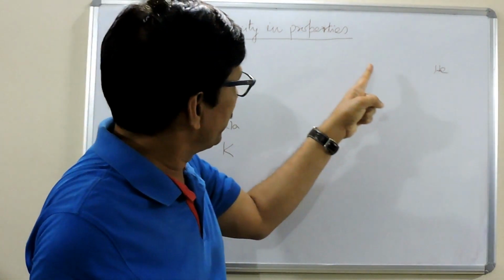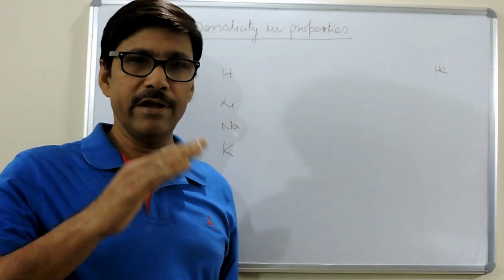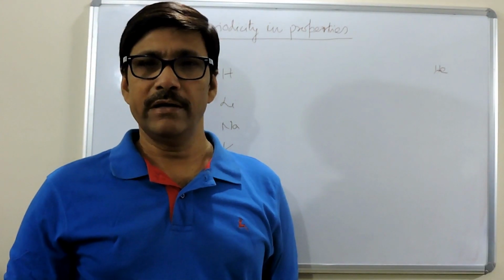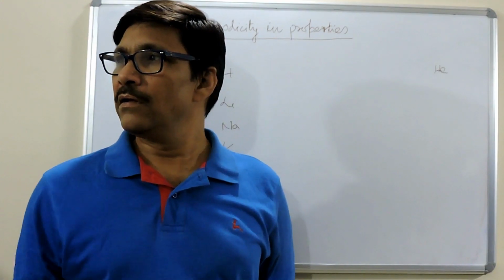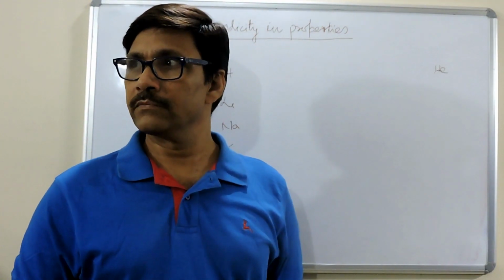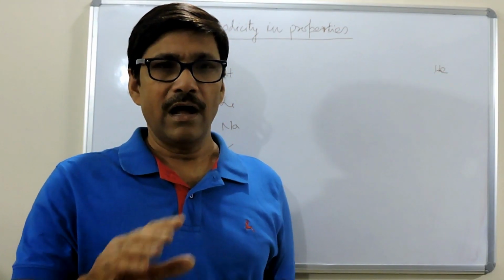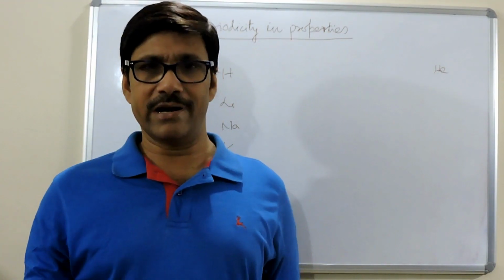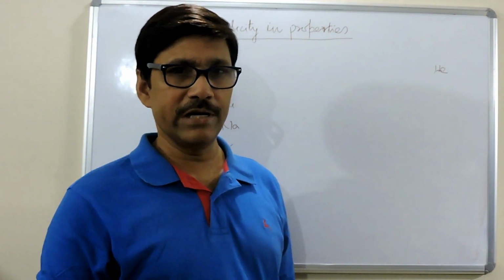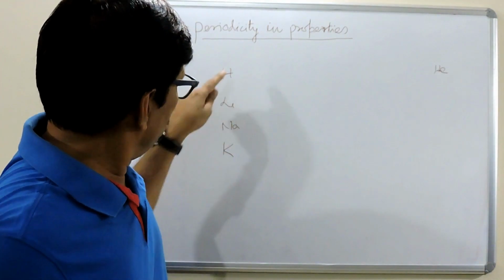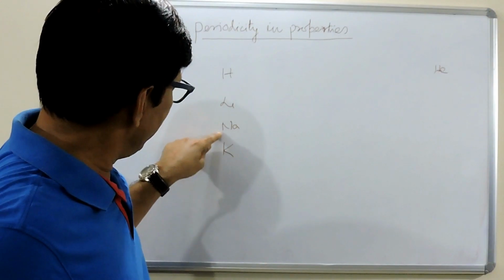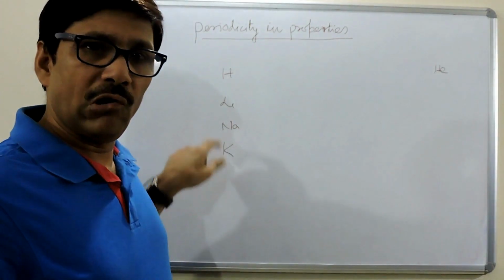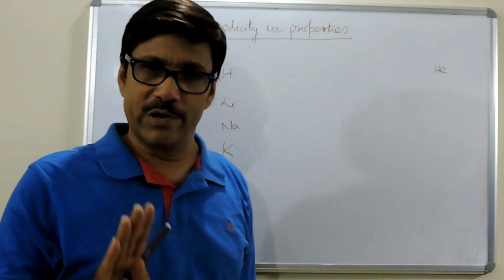So periodicity in properties means when we move from left to right in the modern periodic table, in which elements are arranged in increasing order of atomic number, after an interval of certain elements, there is repetition in properties by elements. So the elements hydrogen, lithium, sodium, potassium, rubidium, cesium, francium, which are in group 1, all these elements in group 1 will have similar properties.